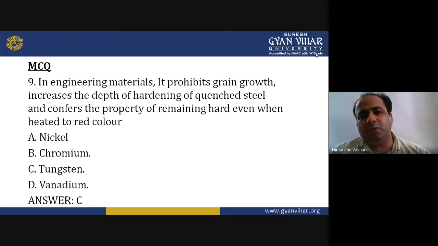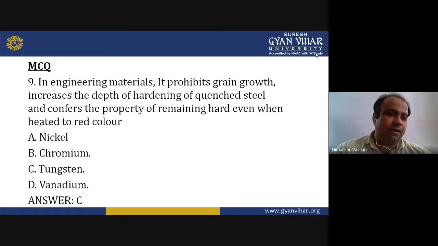Now, in engineering materials, it prohibits grain growth, increases the depth of hardening of quenched steel and confers the property of remaining hard even when heated to red color. So this is tungsten. The answer is C.